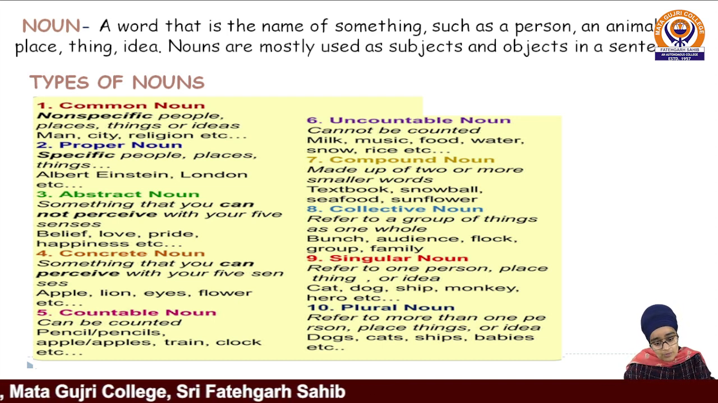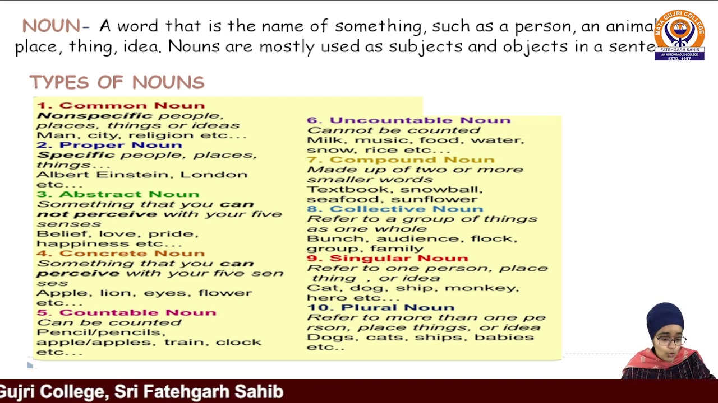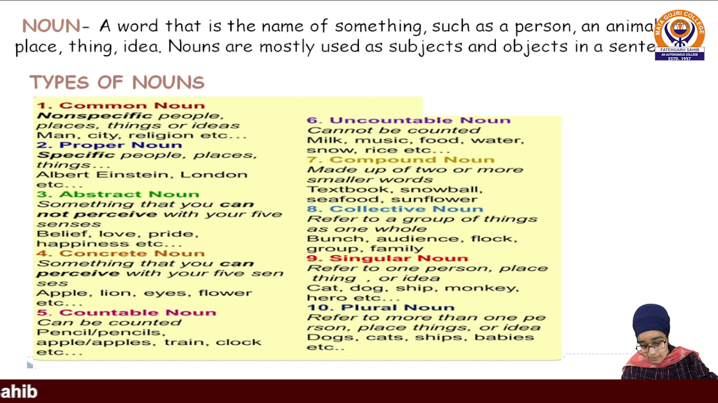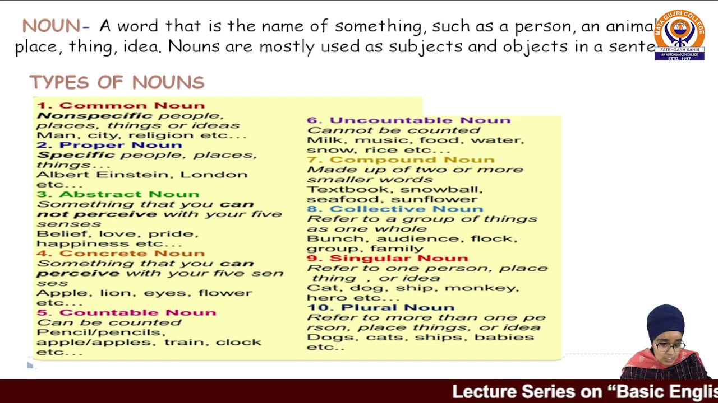While abstract nouns are those which cannot be perceived with your senses. So any belief, any advice, I repeat, not an advice, but an advice, love, pride, all these emotions, they are abstract nouns. Now coming to the fifth and sixth kind of nouns, countable nouns and uncountable nouns.